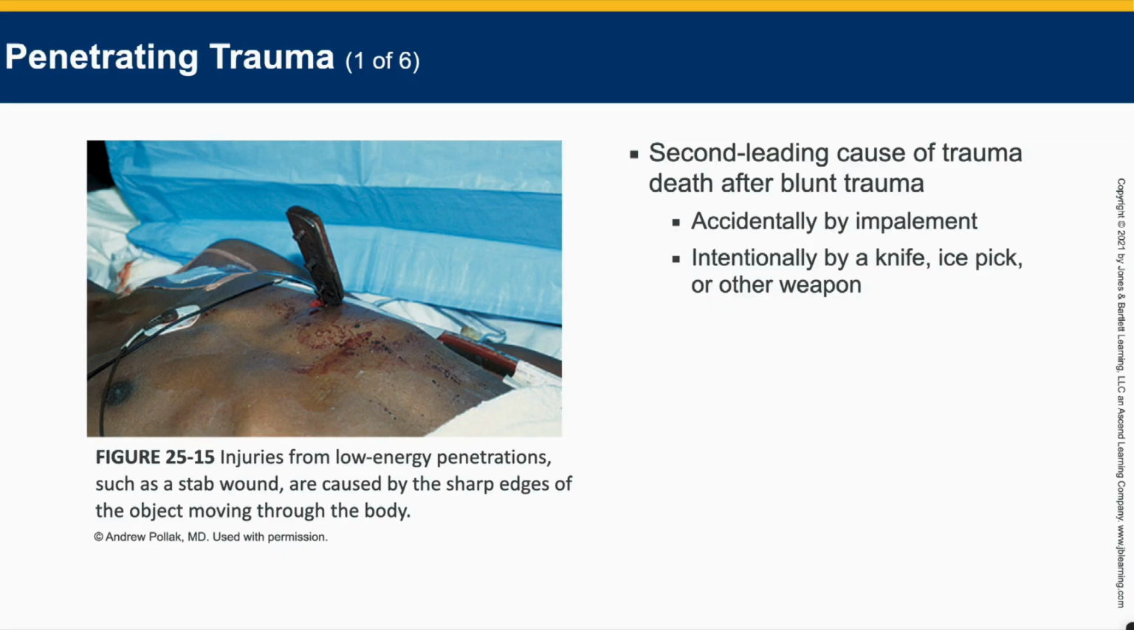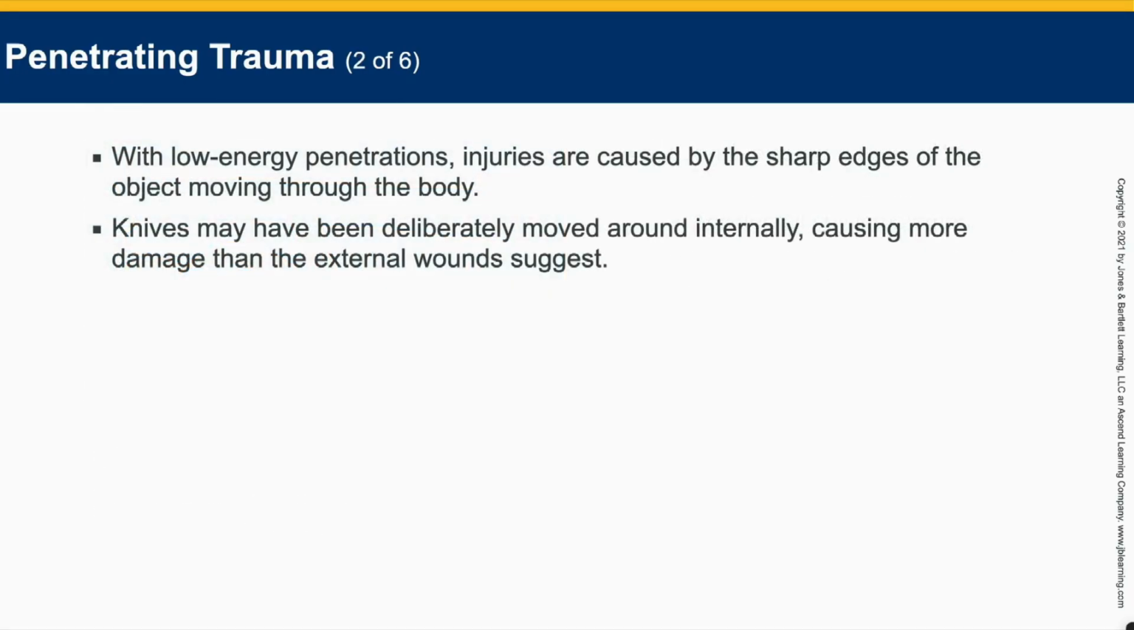happening under the surface. Now, when we're talking about low energy penetrating trauma, like stab wounds, these injuries are primarily caused by sharp edges of an object moving through the body. So instead of large transfer of force like we would see in a blunt trauma, this is more about the pathway that the object takes and what it cuts through along the way.